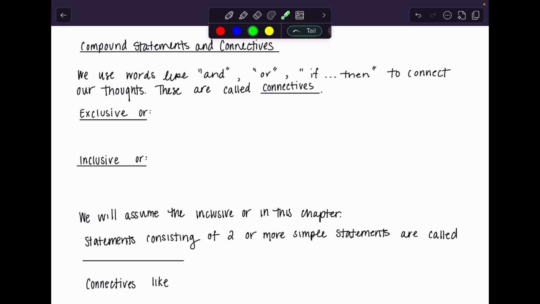The phrase or means this or this, one or the other. But really that or can be taken one of two ways. You have an exclusive or, and you also have an inclusive or. So exclusive means one event or the other can happen, but not both.